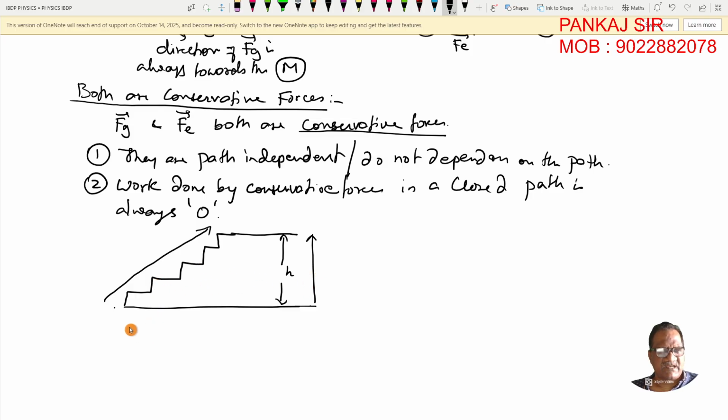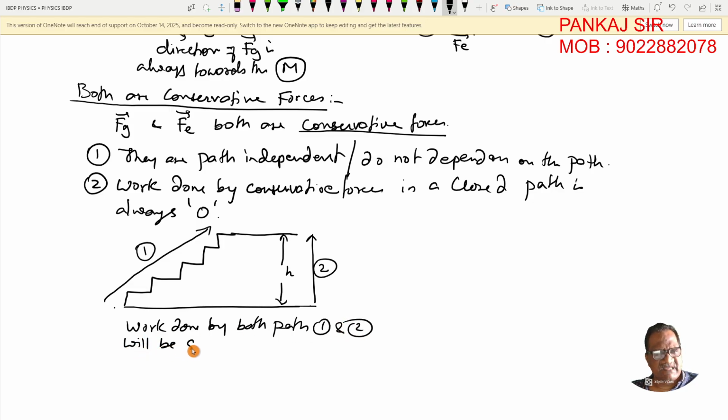So the work done by both the paths, suppose this is path 1 and this is path 2, both path 1 and path 2, will be the same. The work done by the gravitational force.